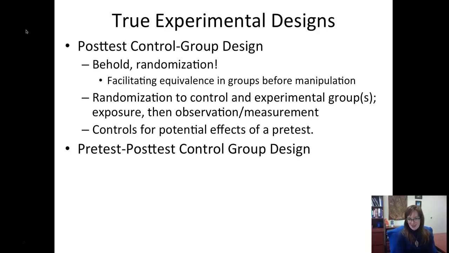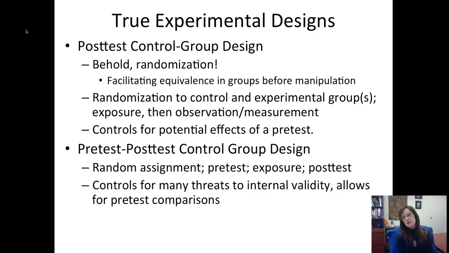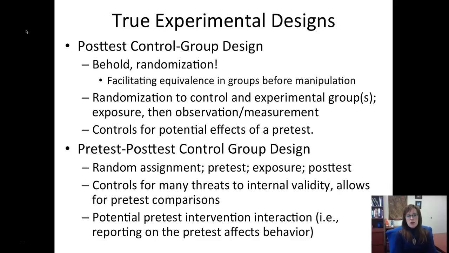This just takes that same design and gives us a pretest. So random assignment, pretest, exposure, and post-test. We'll talk a bit more about internal validity in just a second, but this design controls for some of the threats to internal validity and allows us to do those pretest comparisons to make sure that our random assignment worked and the groups are actually equivalent to one another. Again, there's the potential effects of pretesting. Reporting on the pretest affects our behavior, or we have some testing effects where you learn the responses you need on that test so that you respond differently on the post-test.